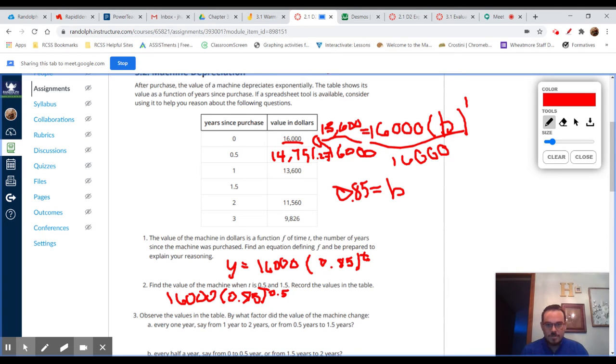So then if we wanted to do the same thing for the 0.5, we would just say 16,000. See, I told you I'd get it right. Times 0.85. But our power this time is going to be that 1.5.